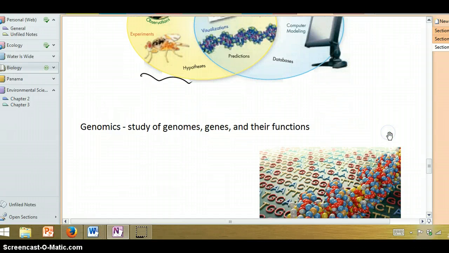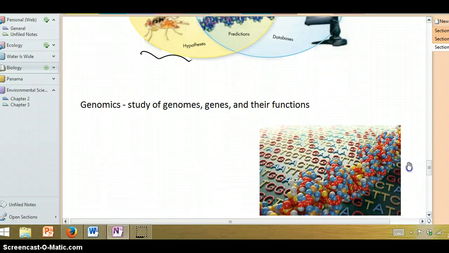And so essentially using bioinformatics, we're studying what you would call genomics, when we study genes, or genomes, genes, and their functions. And this is a very big field within biology these days.